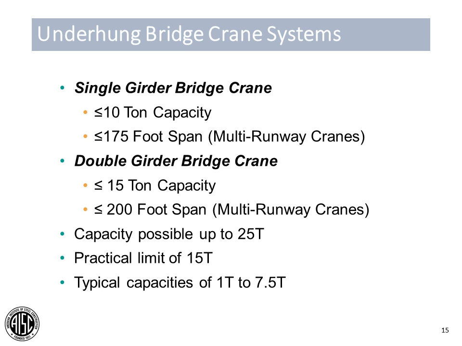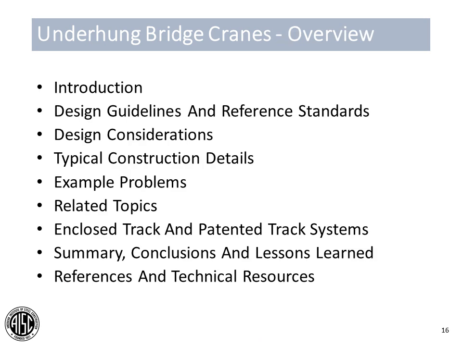However, the practical limit is between 10 and 15 tons because of the local flange bending effects of the bridge girder as well as the runway girders that we'll be talking about later. Typical capacities for these types of systems range anywhere from 1 to about 7.5 tons.